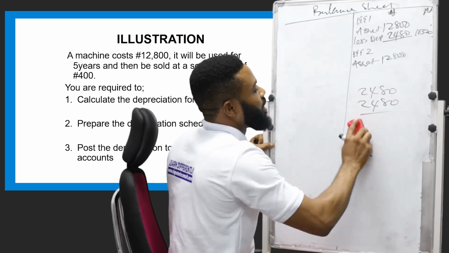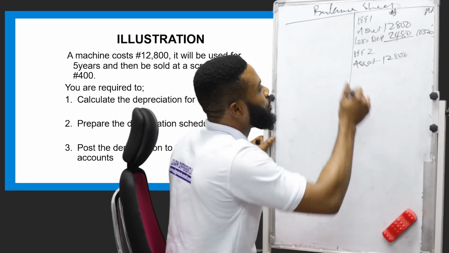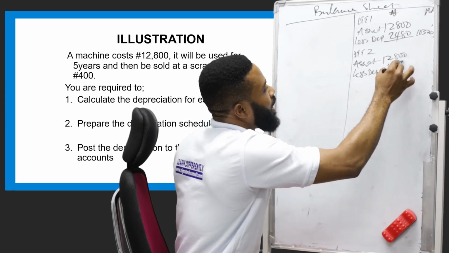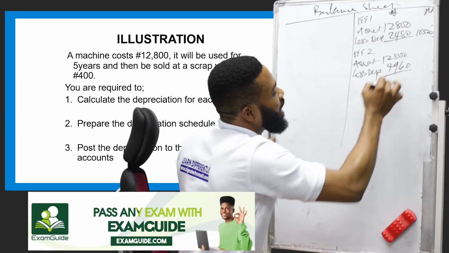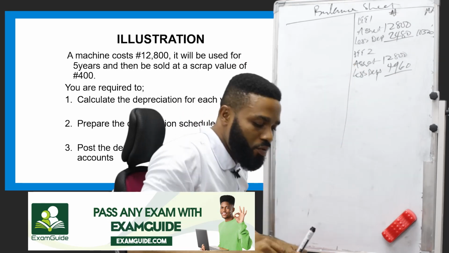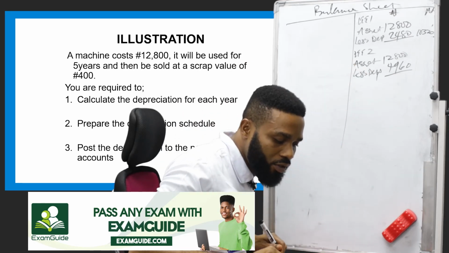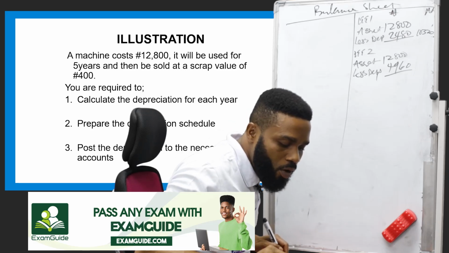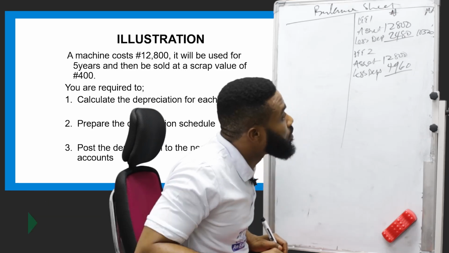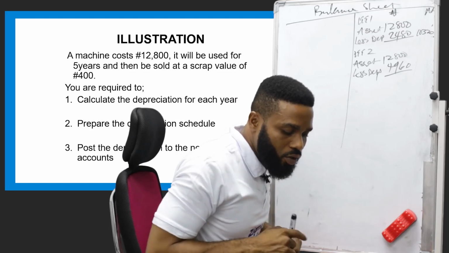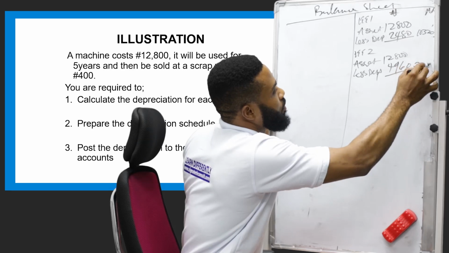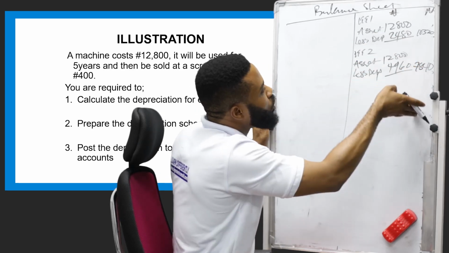Less accumulated depreciation, 4960. If you subtract this, 12,800 minus 4960, you are going to have a value of 7,840, and then you continue down.